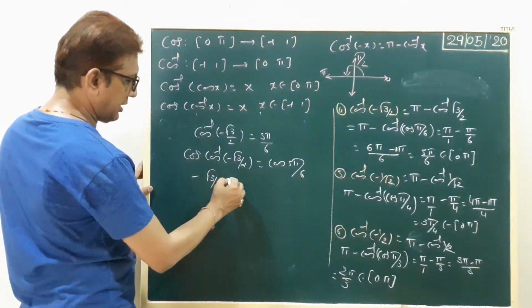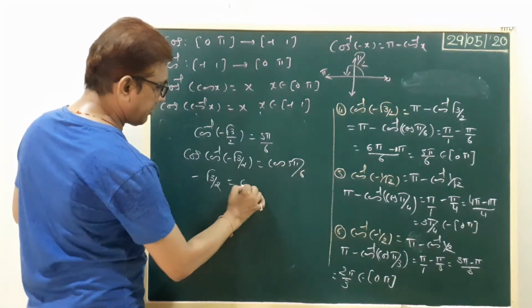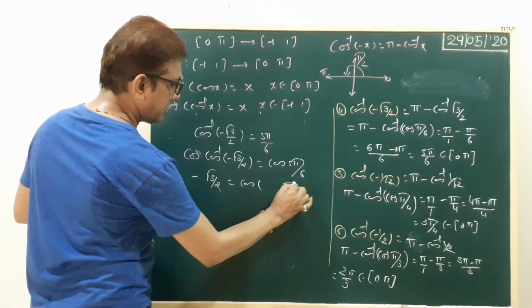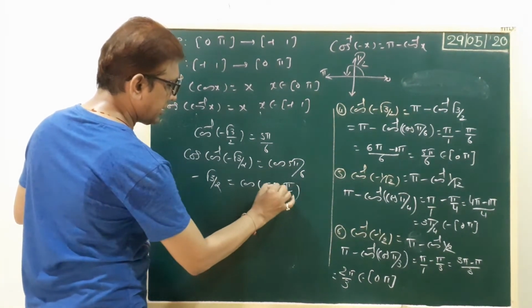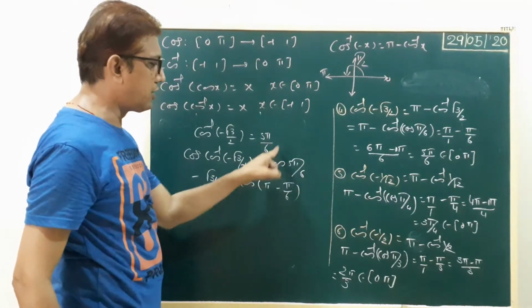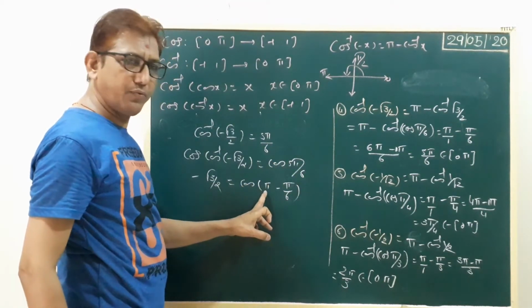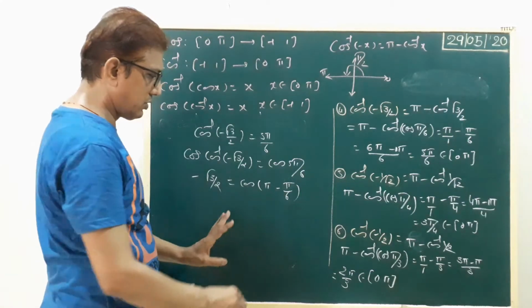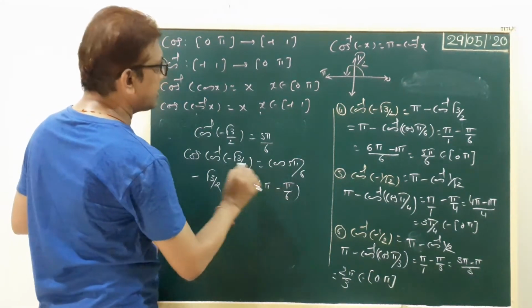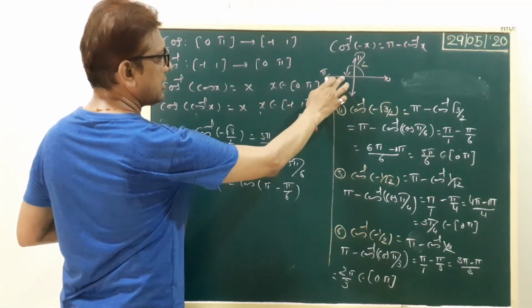Okay? Clear? Now simplify cos 5 pi by 6. Here we have pi by 6, so we get pi minus. You can write 5 pi by 6 as pi minus pi by 6. Okay? Pi minus.